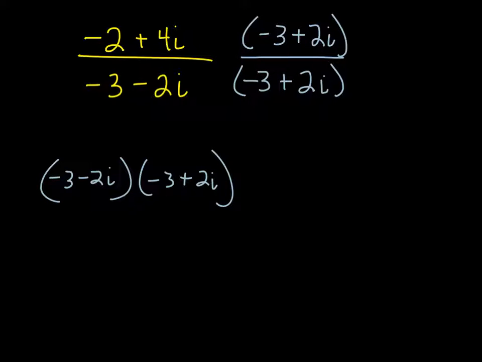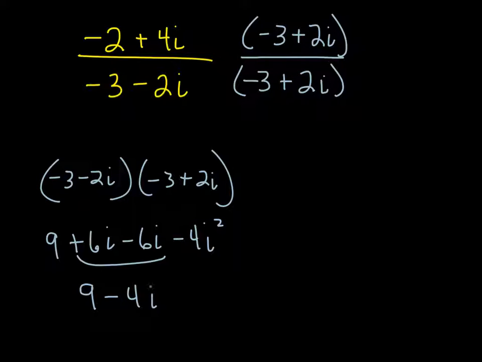Okay, so -3 times -3 gives us 9. -2i times -3 gives us positive 6i. 2i times -3 gives us a minus 6i. And then -2i times a positive 2i gives us a -4i squared. Okay, so we have all of that. This cancels out because they add up to be 0. So we have 9 minus 4i squared. i squared is just -1, so we have 9 plus 4, which gives us 13 for our denominator.